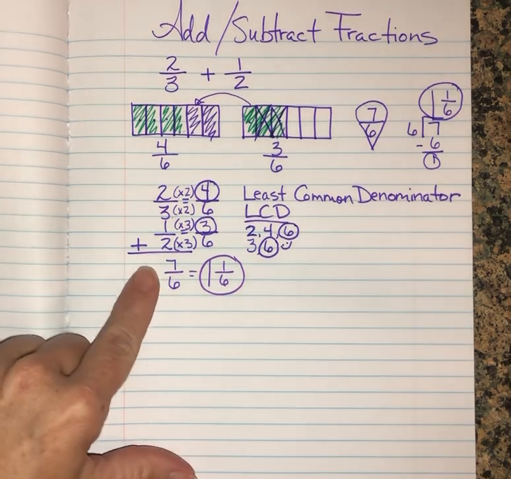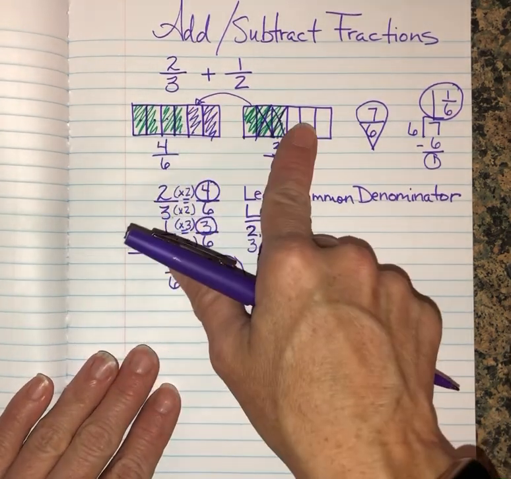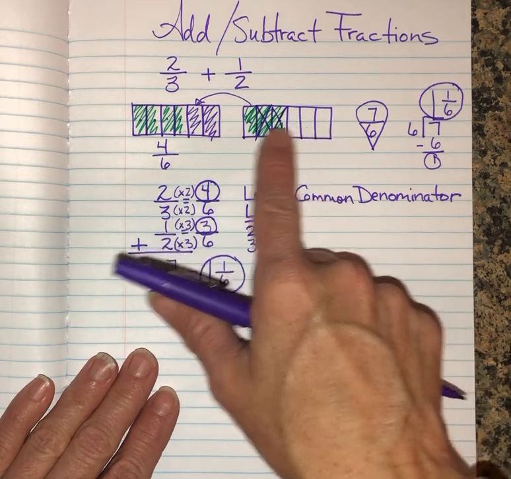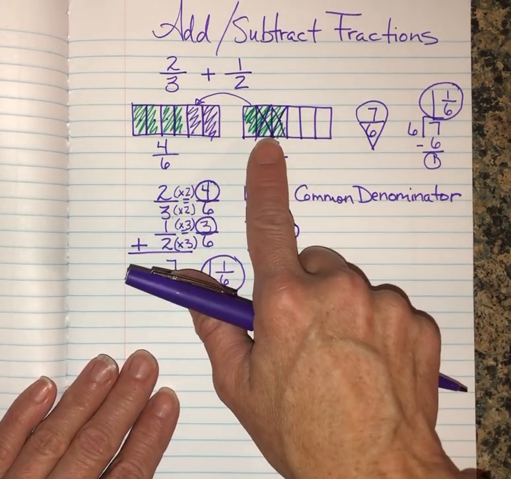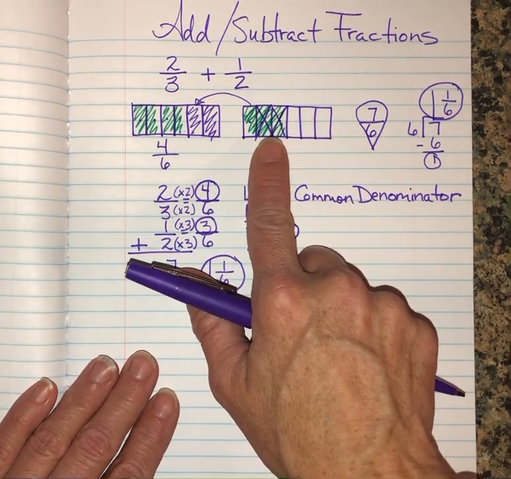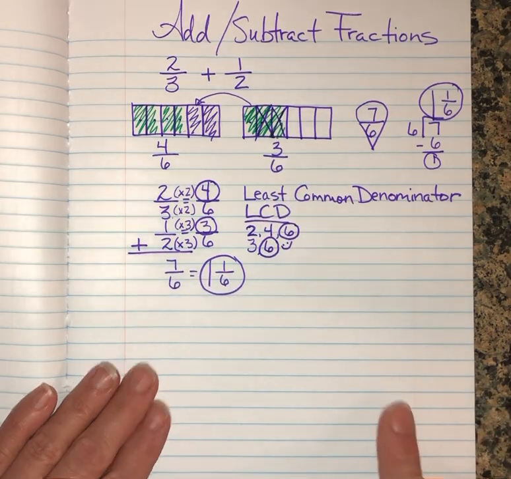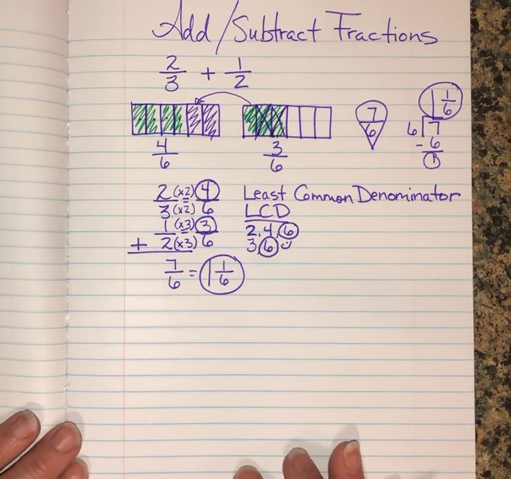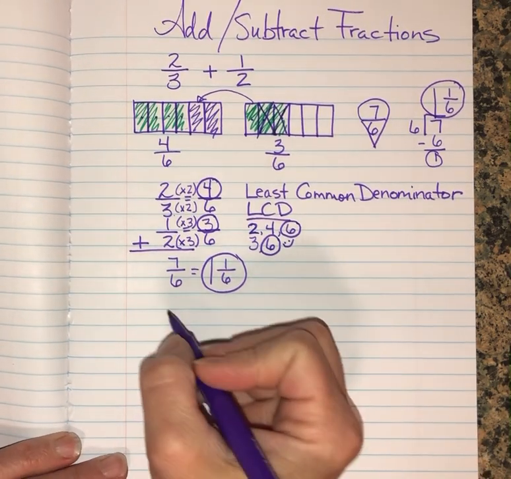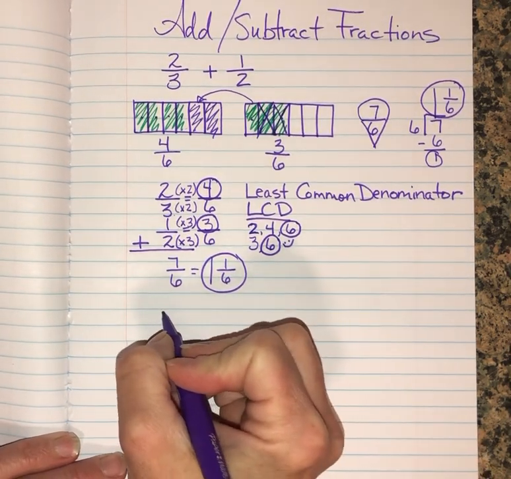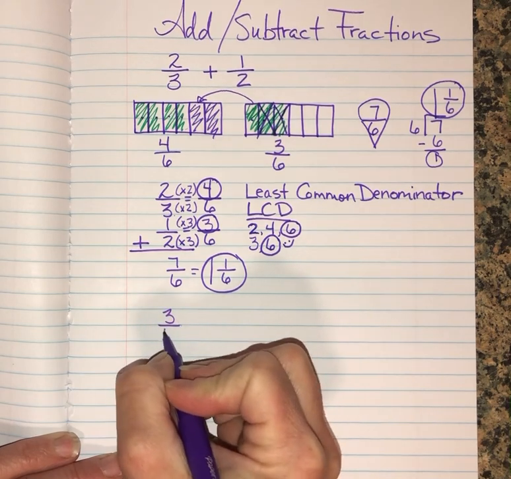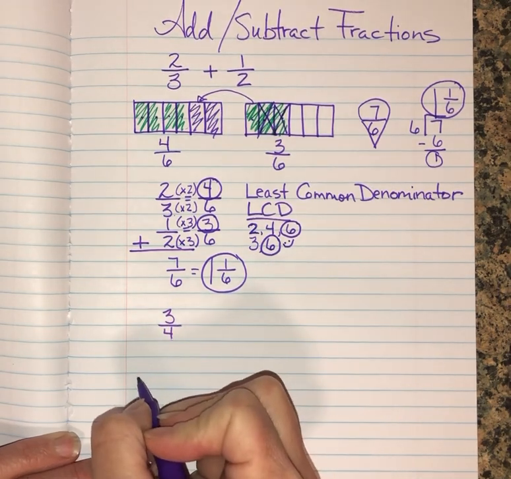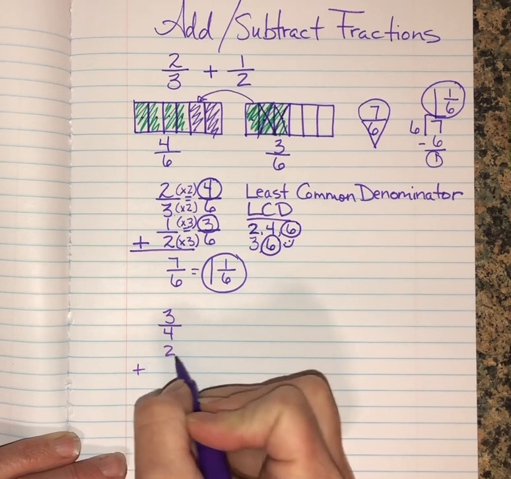This is the way we're going to practice doing it, because drawing models, especially when you're working with 12ths or 15ths, is really impossible to do well and not make mistakes. So I'm going to go through a bunch of problems and just give you some practice. Let's say I have 3/4 and 2/3.